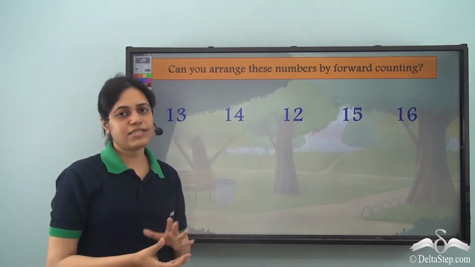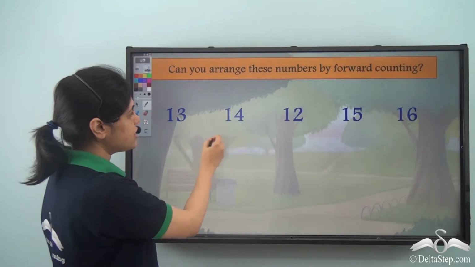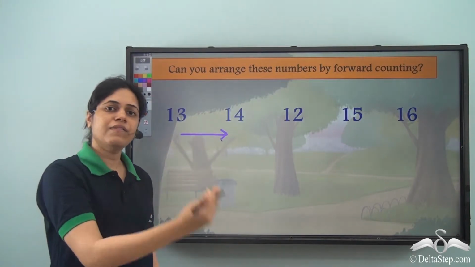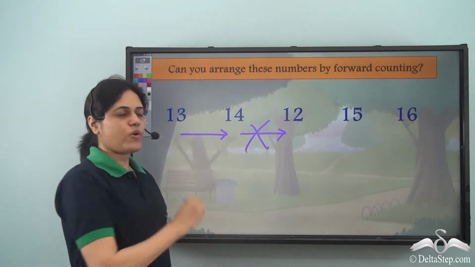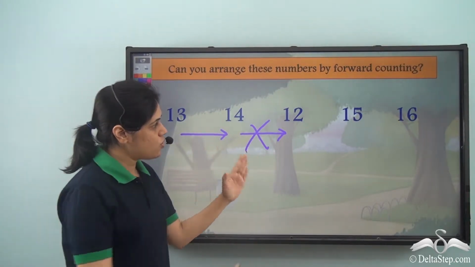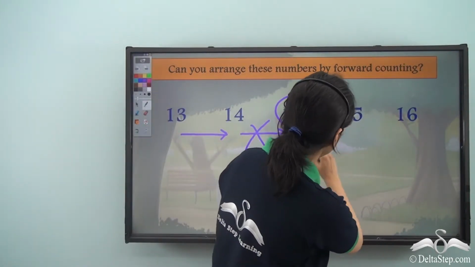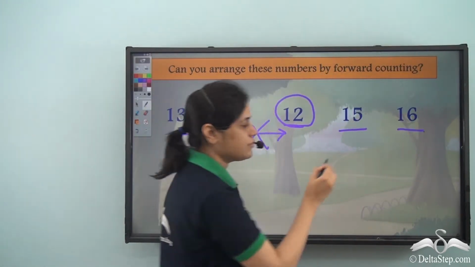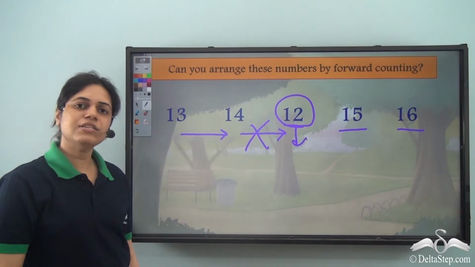So can you try out this set of numbers on your own? Let's see. So from 13 to 14, well, yes, this is forward counting, moving one step ahead. From 14 to 12, no. 12 comes before 14. So this is not forward counting. Is there any number which comes before 12? 15? No. It comes after 12. 16? This also comes after 12. So the smallest number here is 12.